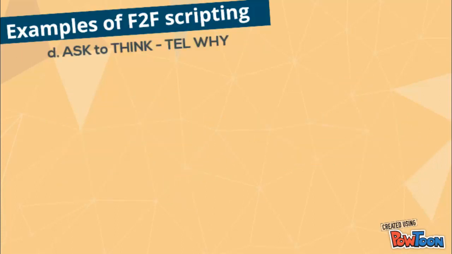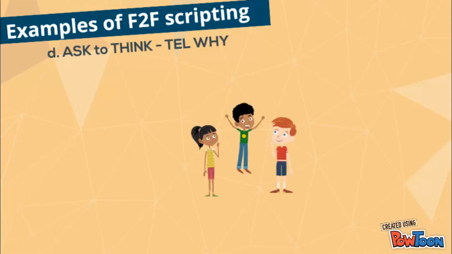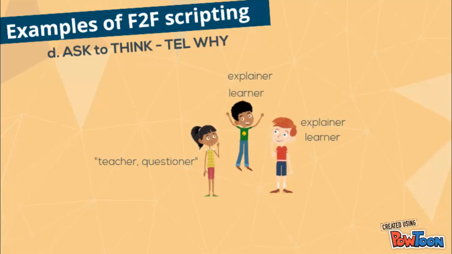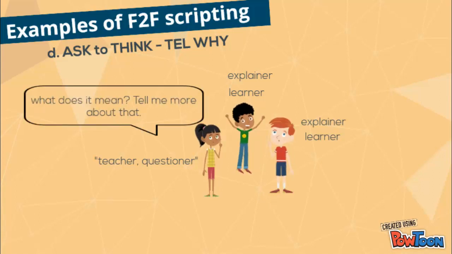Fourth, ask to think, tell why. In this example, one group member acts as a teacher, who is also a questioner, the other as learners, which also refers to explainers, and roles change. So questioners ask explainers questions such as, what does it mean? Tell me more about that.